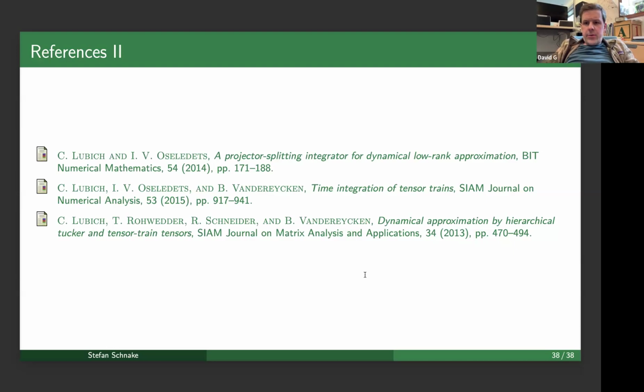The example you showed with the 25, 50, and 384, was that a MATLAB code or a Python code, or what was that done in? That was done in MATLAB, yes.